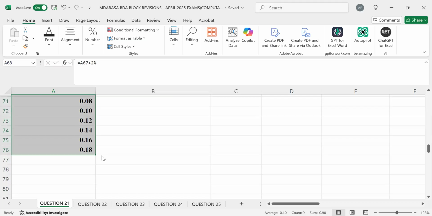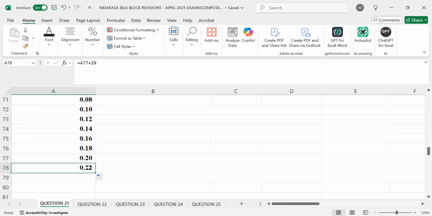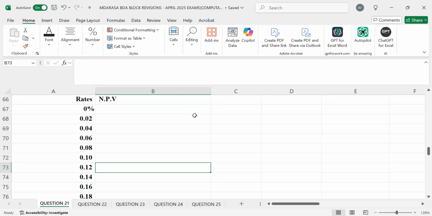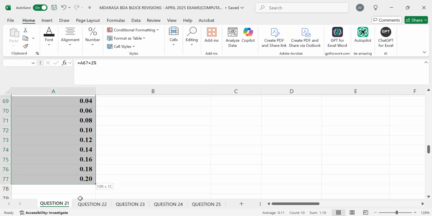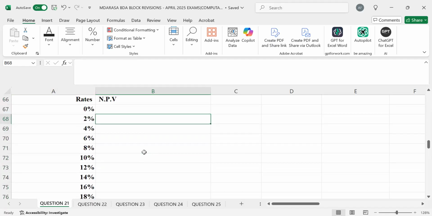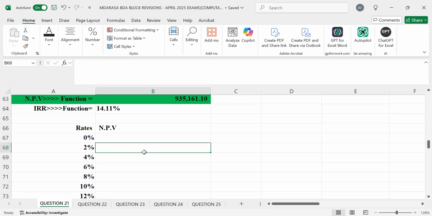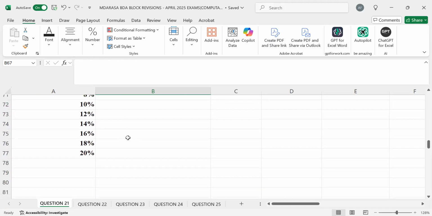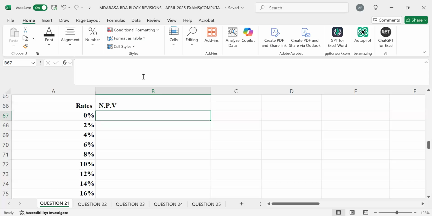Maybe you can consider 4%, maybe you go up to 20%. Anyway, it is Excel space, so it won't cost us anything. So these are our rates. We want to consider our NPV at all these rates.